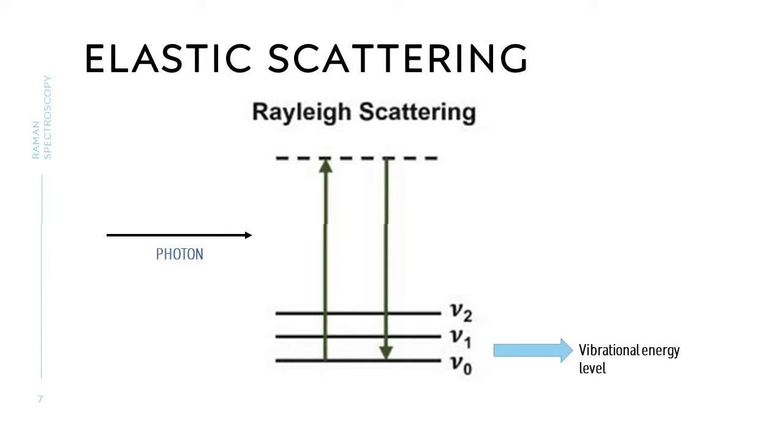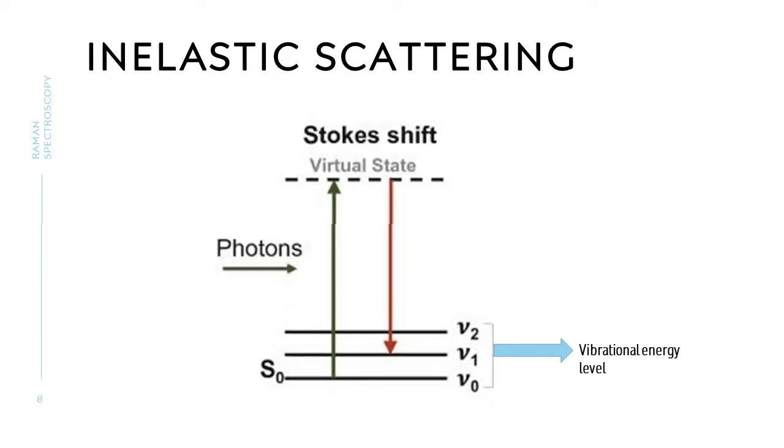From that virtual state, when the light comes back to the ground vibrational state, it means that the energy of the incident photon is equal to the energy of the scattered light. When this condition exists, we say it is elastic scattering, because the energy of the incident light is the same as the energy of the scattered light. This is called elastic scattering, or Rayleigh scattering. But this is not something we are looking for. We are more interested in inelastic scattering, because the principle of Raman spectroscopy is based on inelastic scattering.